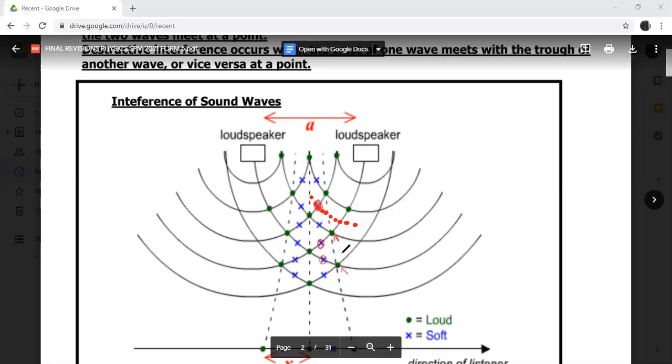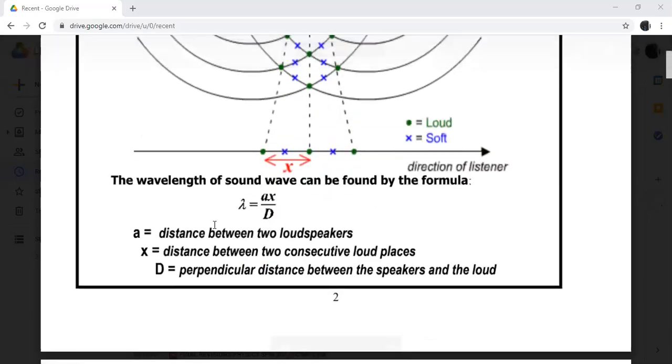All right. So if you use loudspeakers, the green color dots are the loud sound, constructive. The blue color crosses are the soft sound because of destructive. So this is how we look at them. This is how we identify the interference. Make sure you know the differences between the constructive interference point and the destructive interference point. I'm using the example of a sound wave now. The formula is always the same.